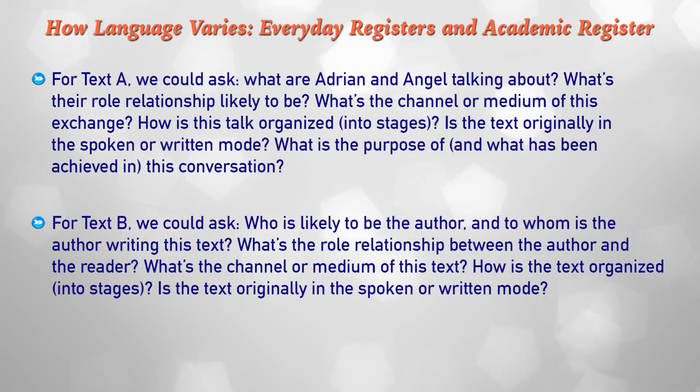Well, for text B, we could ask, who is likely to be the author? And to whom is the author writing this text? What is the role relationship between the author and the reader? What's the channel or medium of the text? How is the text organized into stages? Is the text originally in spoken or written mode?